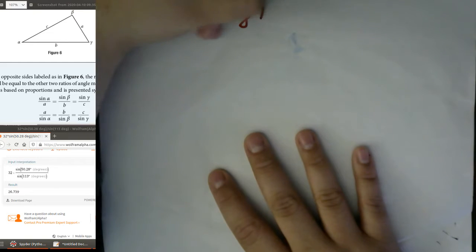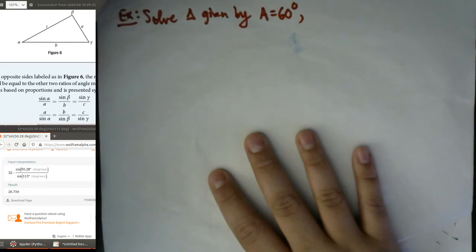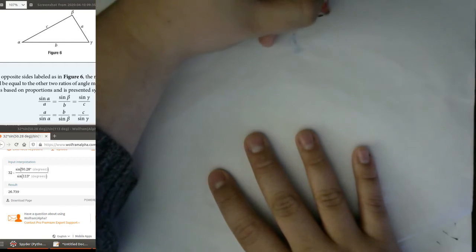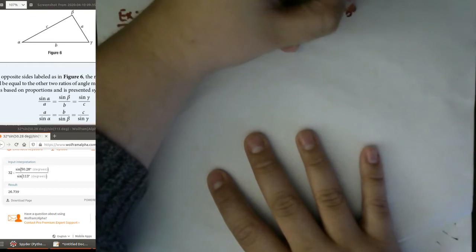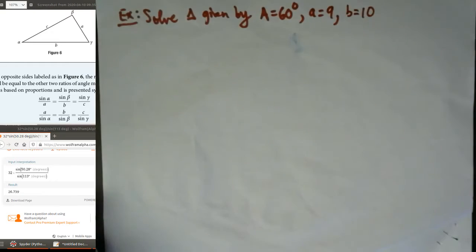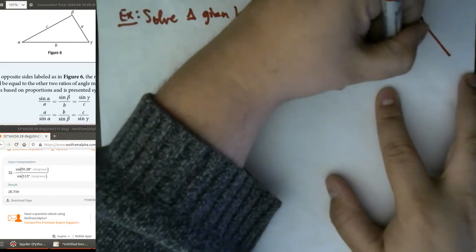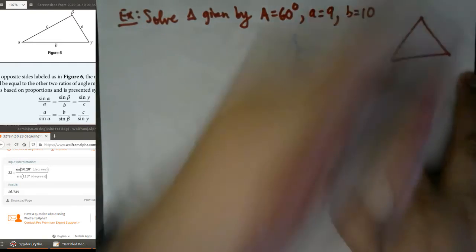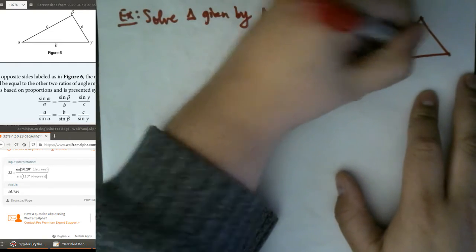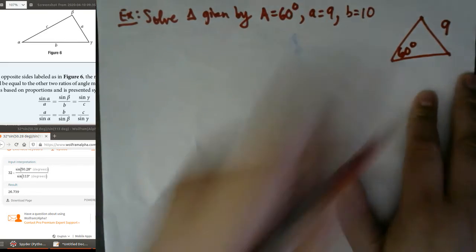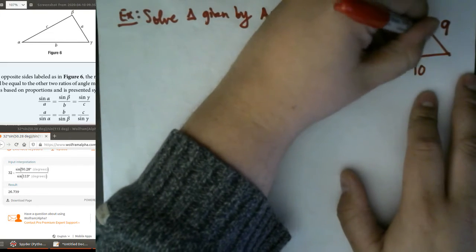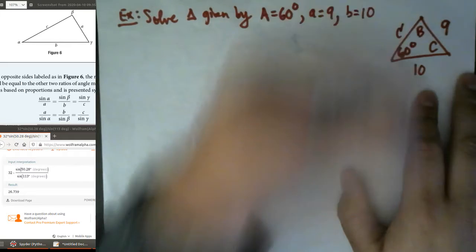So they'll say capital A is 60 degrees. They'll say little a is 9. And they'll say little b is 10. Now, you should always draw a picture, okay? So, here's a triangle. Big A is 60 degrees. Little a is 9, because that's across from big A. Little b is 10. Here's big B, here's big C, here's little c.